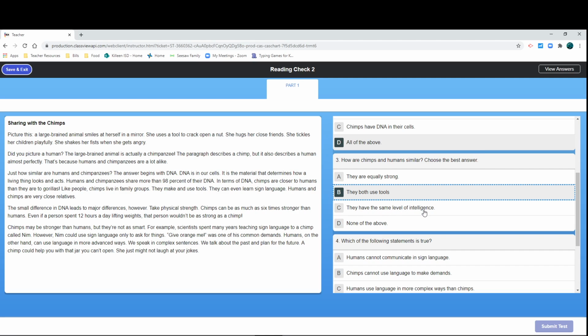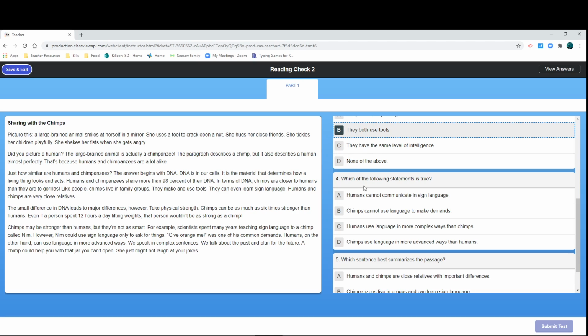They have the same level of intelligence. That's not mentioned in the similarities. And then none of the above. That's kind of already crossed out. If we had a pen or something and we were eliminating answers, we could eliminate D when we determined that B was actually a similarity. So B would be the answer for number 3.